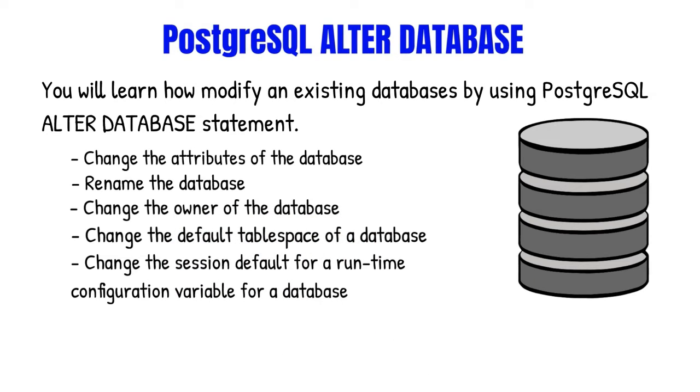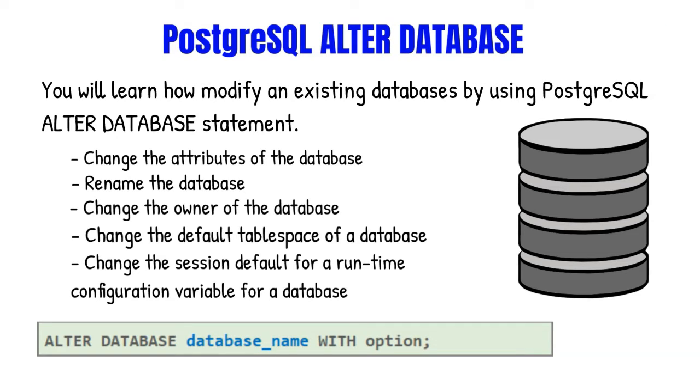In order to change attributes of the database, the command takes the following form. First, you have the ALTER, which is the action that you want to perform. And then you have the name of the database that you want to change. And then you have the WITH option to specify the option that you want to change on the database.